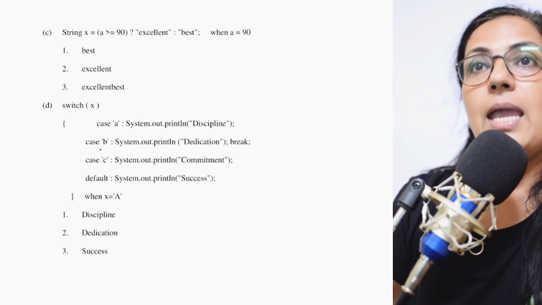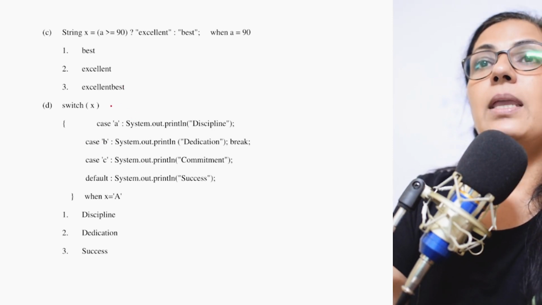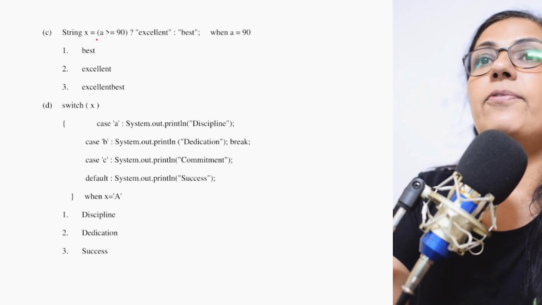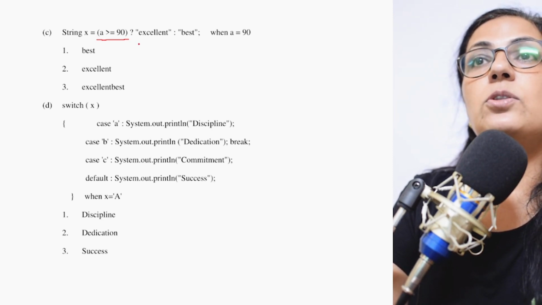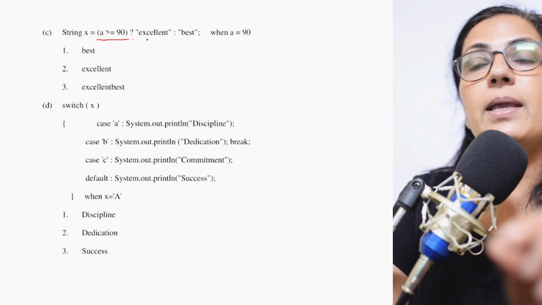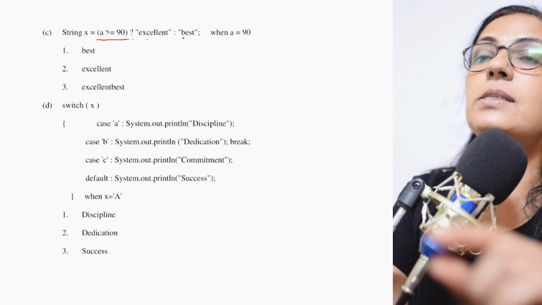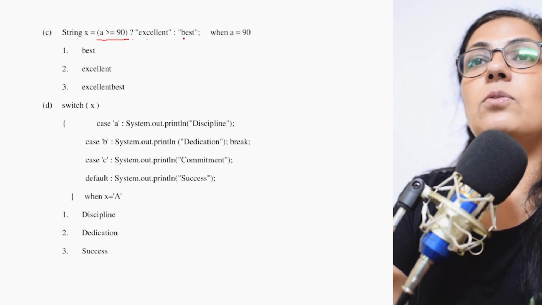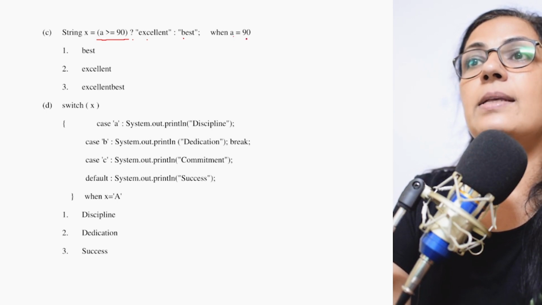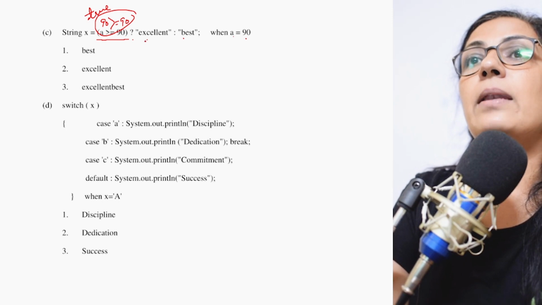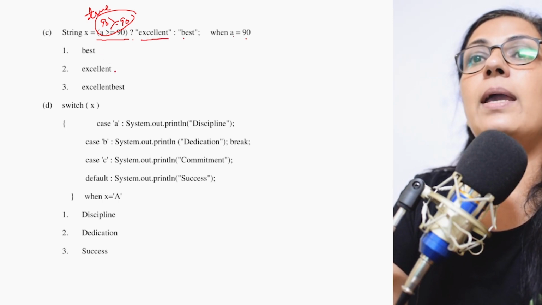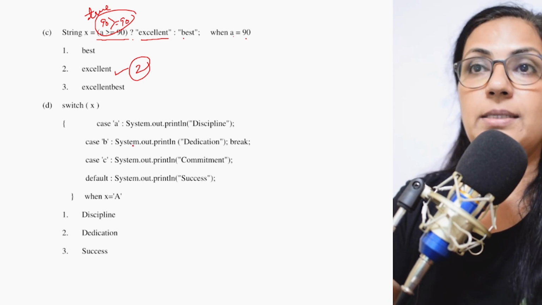Next, string x equals a greater than equals to 90. Children, this is the ternary operator. In the ternary operator, first the condition is there. That condition is evaluated. If it is found to be true, the statement written after the question mark will be executed. Otherwise, if it is false, the statement written after the colon will be executed. The question says the value of a is 90. So 90 is greater than equals to 90. Yes, it is true. So if it is true, that means x will have the value excellent. Option 2 is the correct answer.